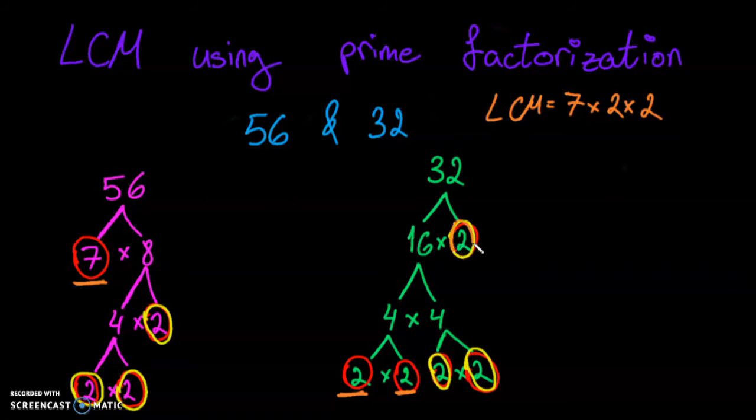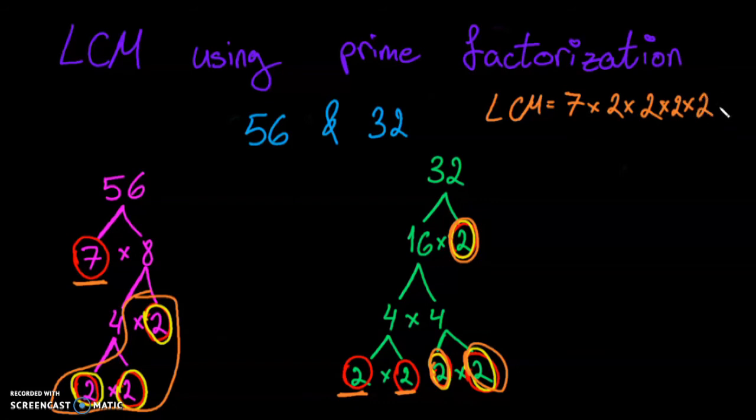So we don't take all of the 2s. No, we don't do that. We take this 2, this 2, and this 2. And that's it. We don't take these 2s. So we have 3 2s. So this is 2, 2, 2. A lot of 2s.